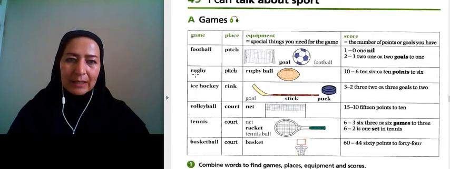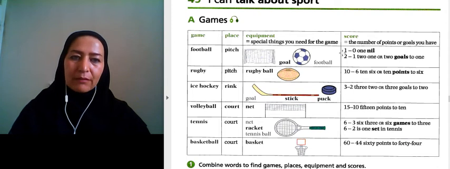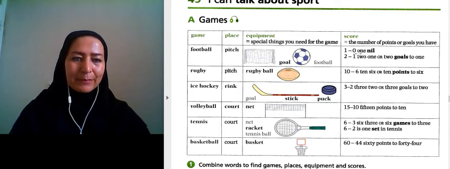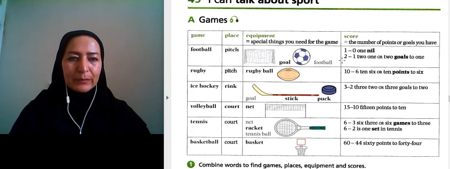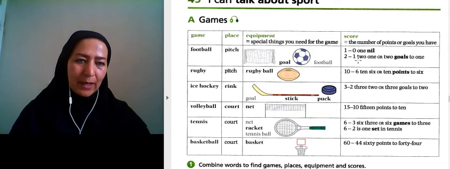Here, let's talk about the scores too, the number of points or goals you have. We can say 1-0. Instead of 1-0, we say 1-0. 2-1 or 2 goals to 1.